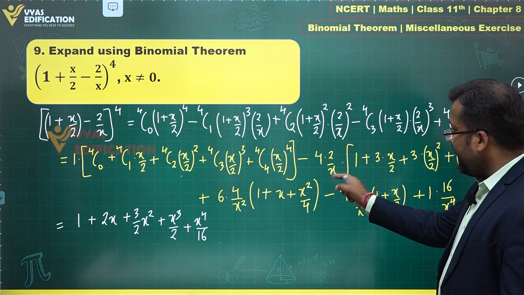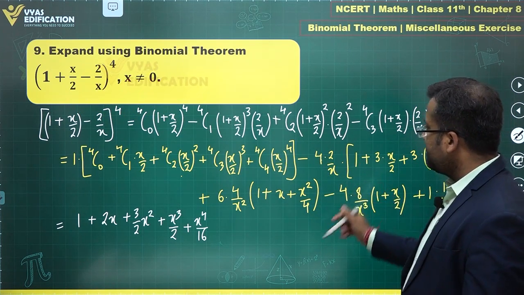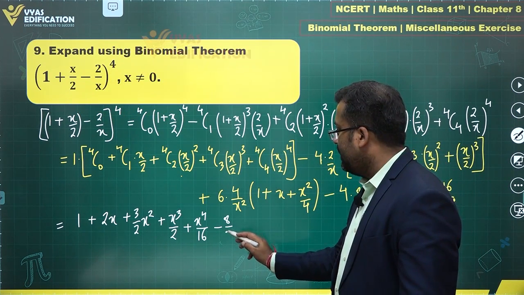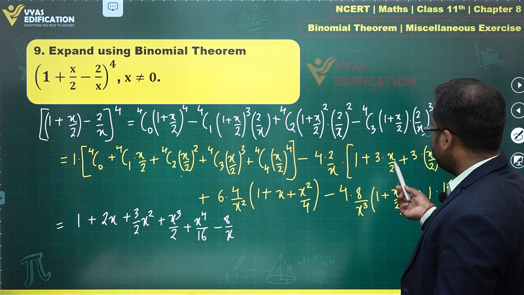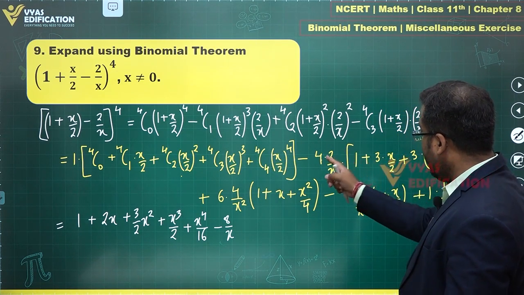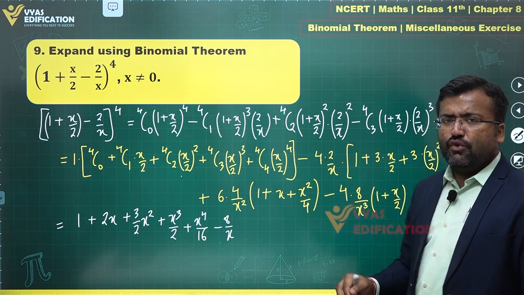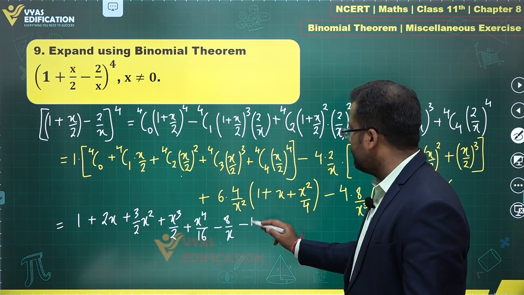Then you have 8 by x over here, and we'll multiply them inside with a minus. This is 8 by x times 1, which is 8 by x, with a minus. Then 8 by x into 3 by 2: 8 into 3, 24 by 2 is 12. 12x upon x is 12. Minus 12 is what I'm getting.